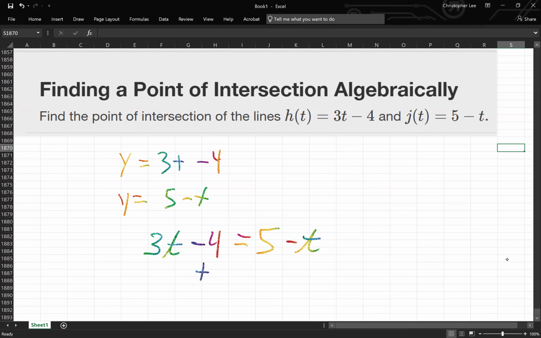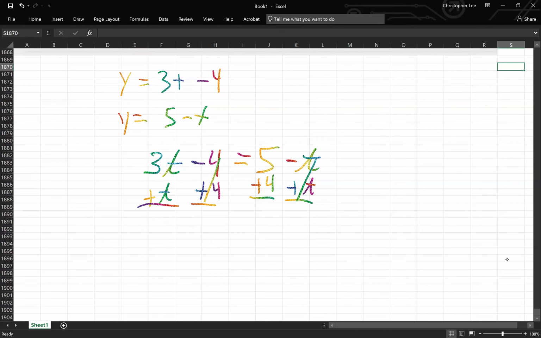So what am I going to do? I'm going to add 4 over here, where I do to one side, I've got to do to the other. I'm going to add t over here, where I do to one side, I've got to do to the other. So now what do I have? I have 4t is equal to 9. Divide by 4, what you do to one side, you do to the other. So now I have t is equal to 9 over 4, right? That's the input value, right?